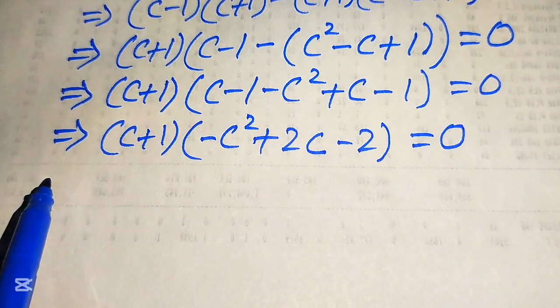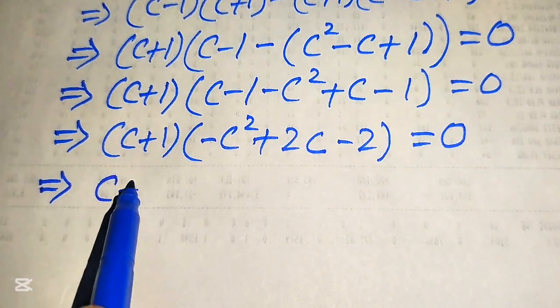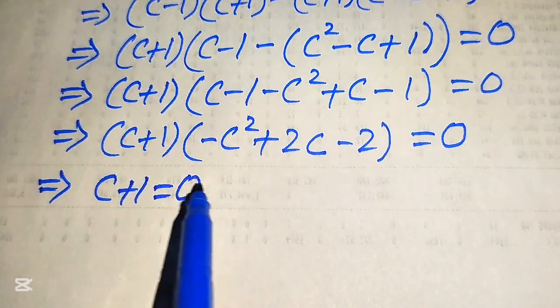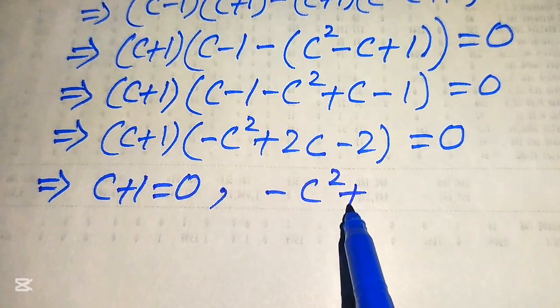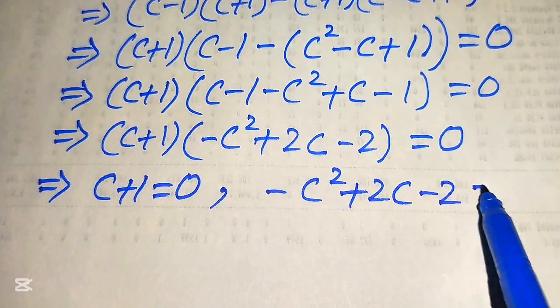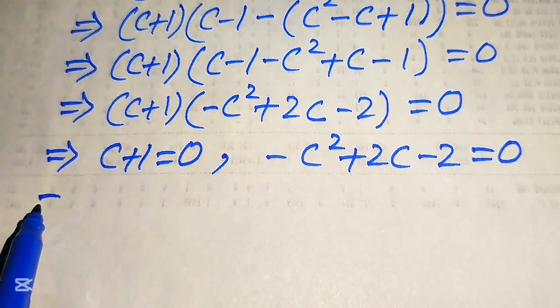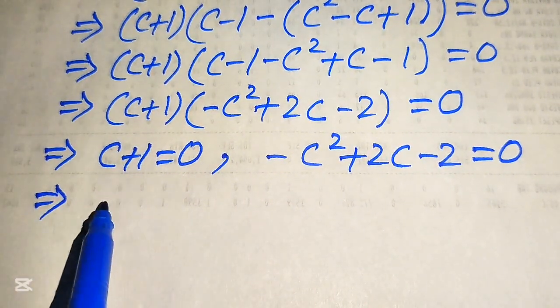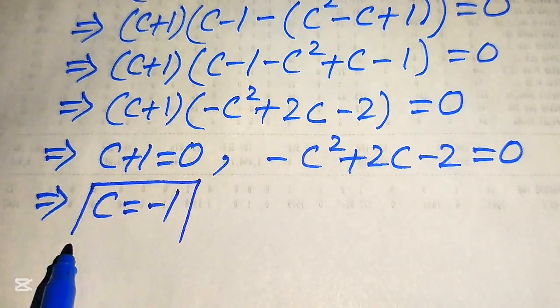And now further in the next step, we divide this equation into the two cases. The first case is we write c plus 1 equals to 0, and the second case is we write minus c square plus 2c minus 2 equals to 0. And from this case, we move this plus 1 to the right hand side, and we easily get the value of c is equal to minus 1.